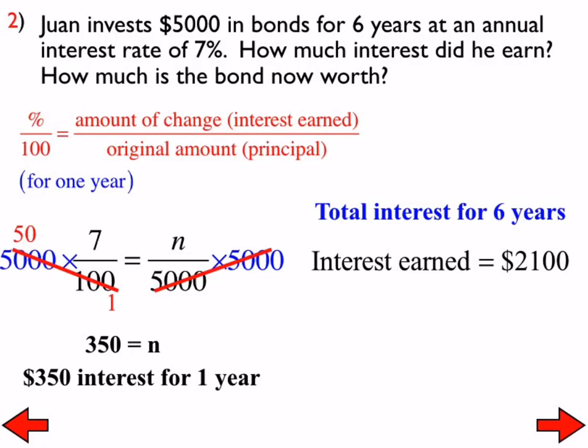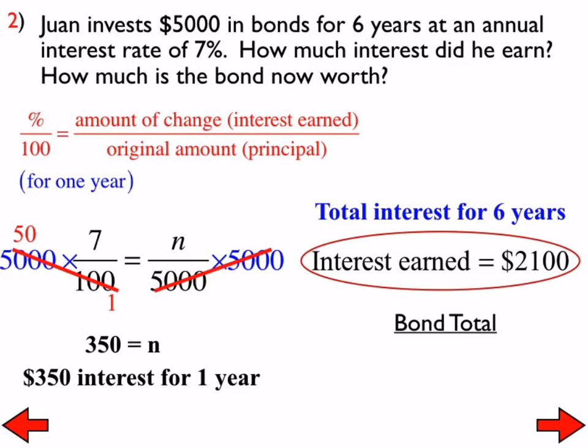Then the second part is how much is the bond worth now? Well, he originally put in $5,000 plus the $2,100 that he just earned in interest. So he now has $7,100. Started with 5, he now has $7,100 in that bond.